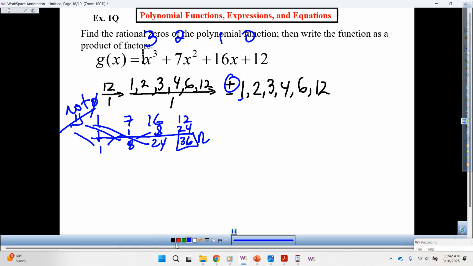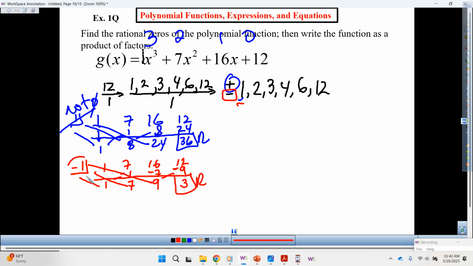Now I do it again for what, everyone? For negative 1. 1, 7, 16, 12. Bring down the 1. Negative 1 times 1 is negative 1. Combine, that's 7. Negative 1 times 7 is negative 7. Combine, that's 9. Negative 1 times 9 is negative 9, so that gives us 3. That's a remainder. That's not our 0.